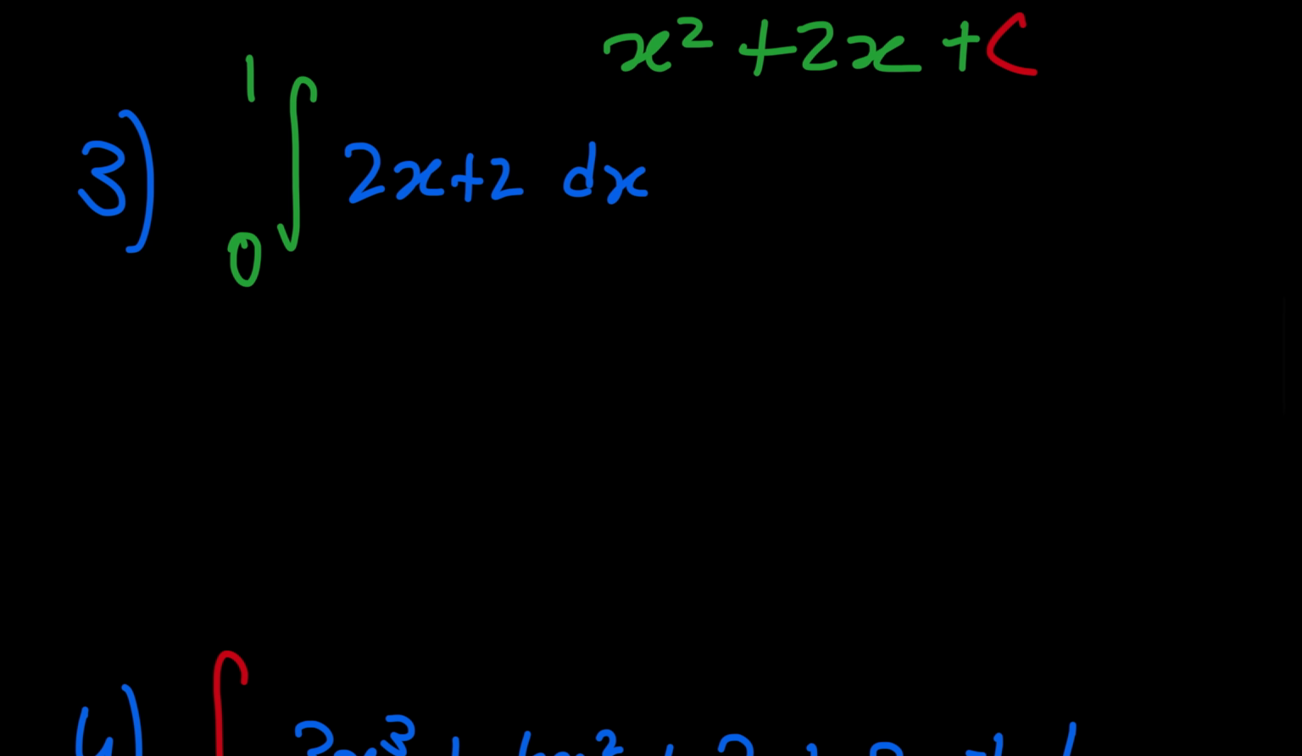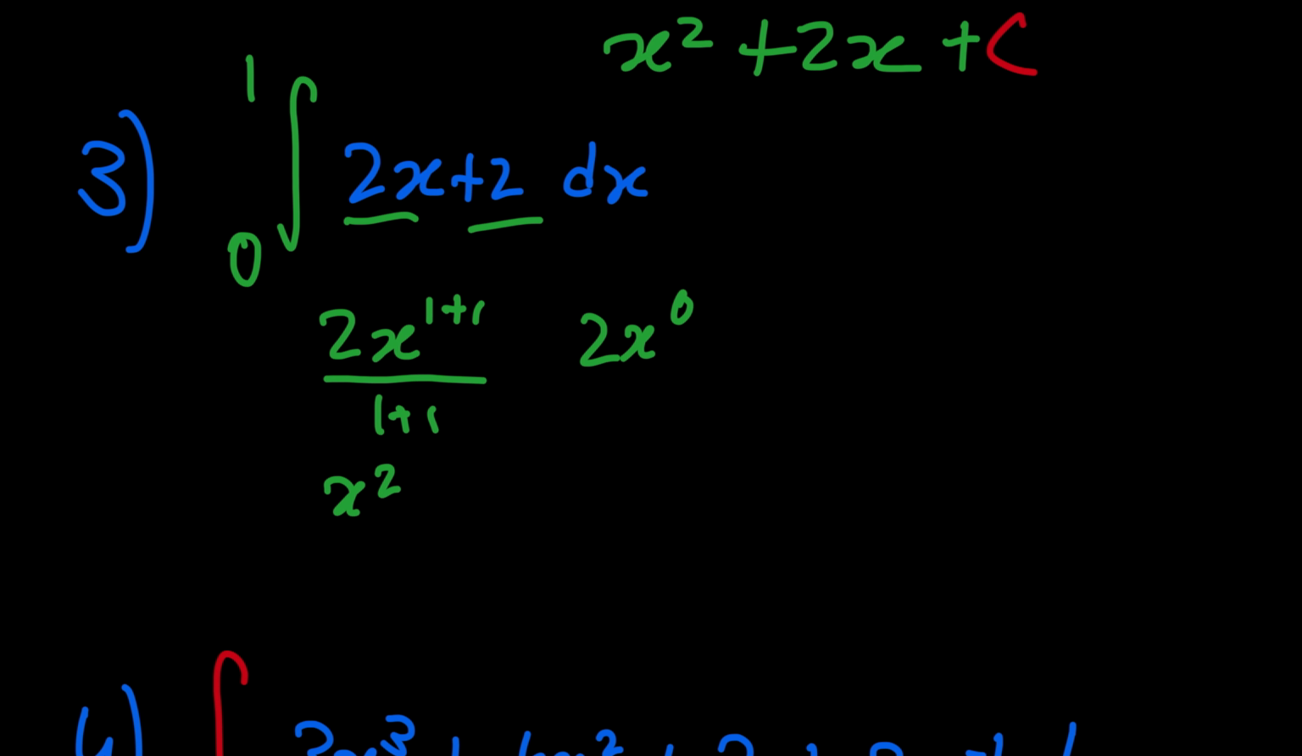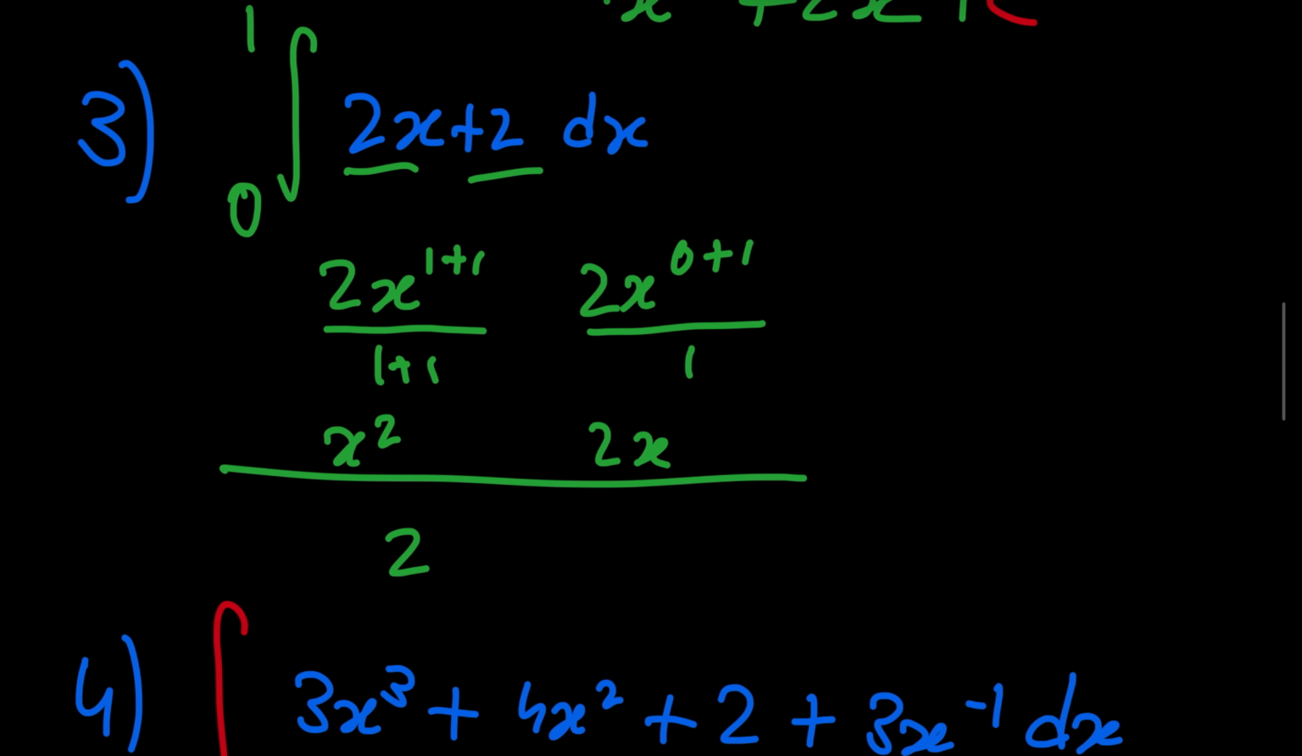Now going on to the next problem, I want to start it the same way as I started my other one. So I want to use inverse power rule to calculate these two values. So I get 2x, and that's to the power of 1. And then I add 1 to the power, and I add 1 to the denominator, which gives me x squared. And then I have 2x to 0, add 1 to the power, add 1 to the denominator, so I get 2x. So then I'm left with x squared plus 2x. So we end up with x squared plus 2x.